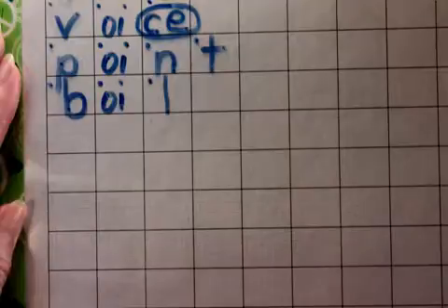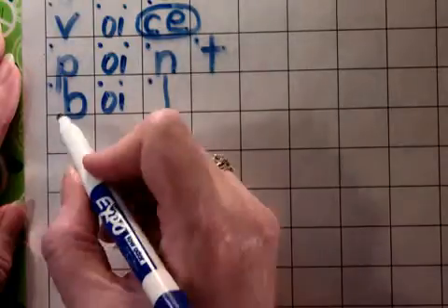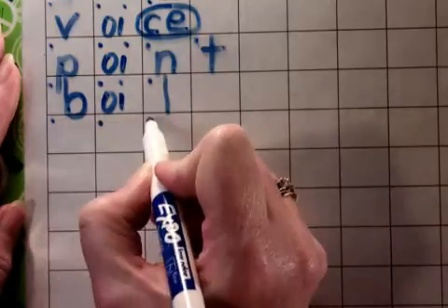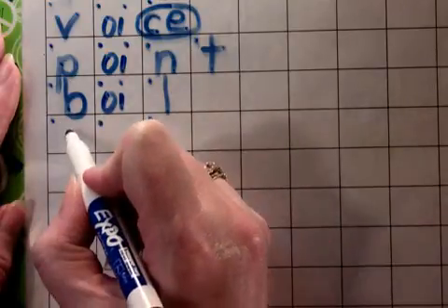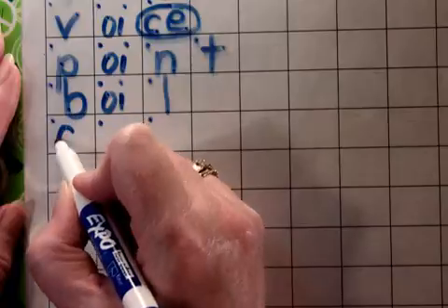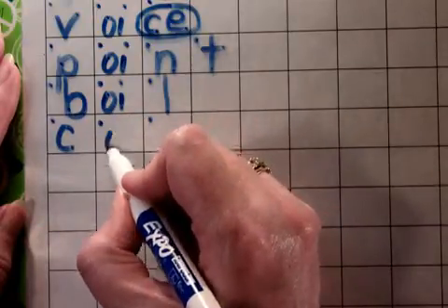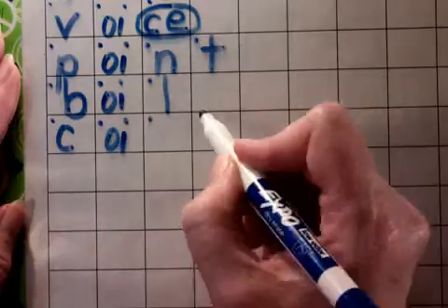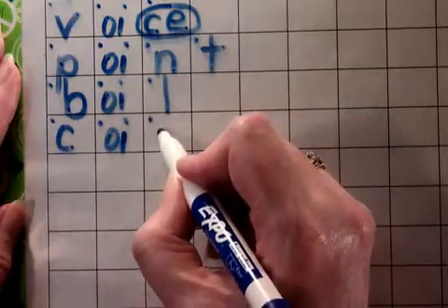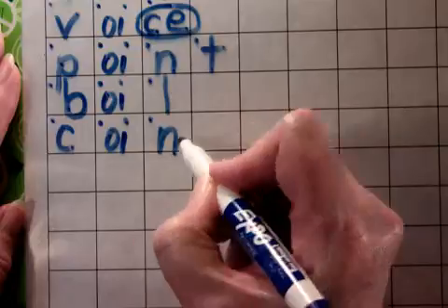The next one is coin. I found a coin on the ground. The first sound is k. Spell it with a C. Oi, in the middle of the base word is spelled O-I. Then the N. Coin.